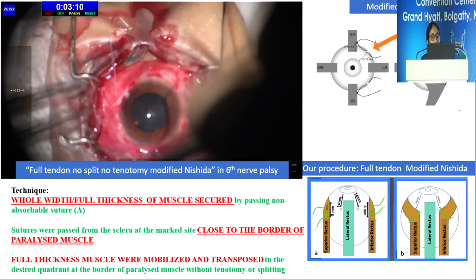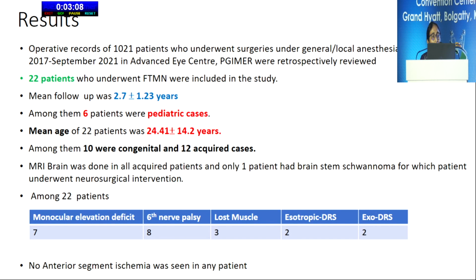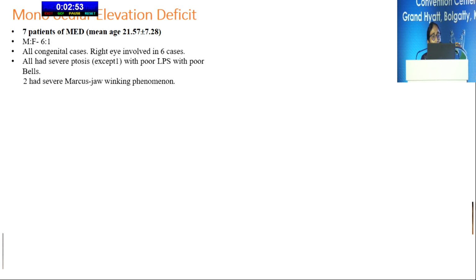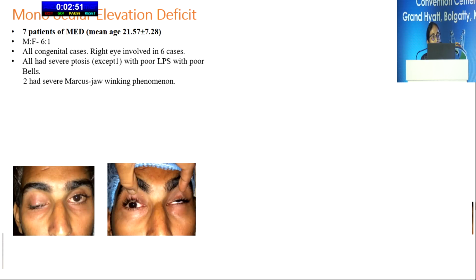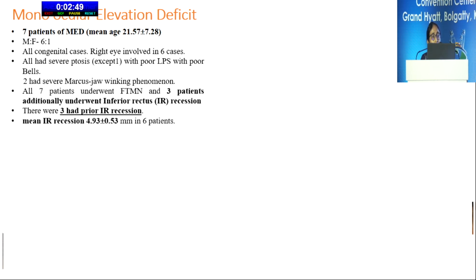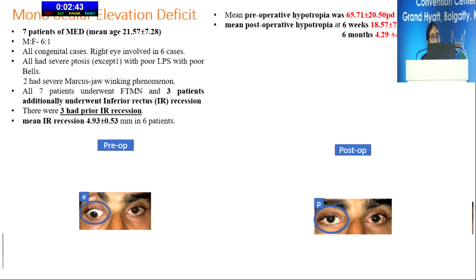So coming to the results, there were 22 patients who underwent this procedure. Mean follow-up was 2.7. Among them, 6 patients were pediatric. Mean age was 24 years. Among them, 10 were congenital. There was no sign of anterior segment ischemia in any of the patients. We had 7 MED patients. All had severe ptosis with poor LPS and poor Bell's. All 7 patients underwent this procedure, and 6 patients additionally underwent IR recession.